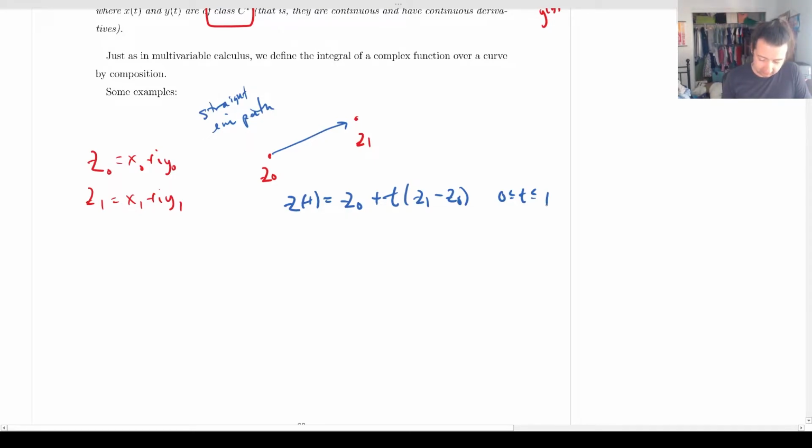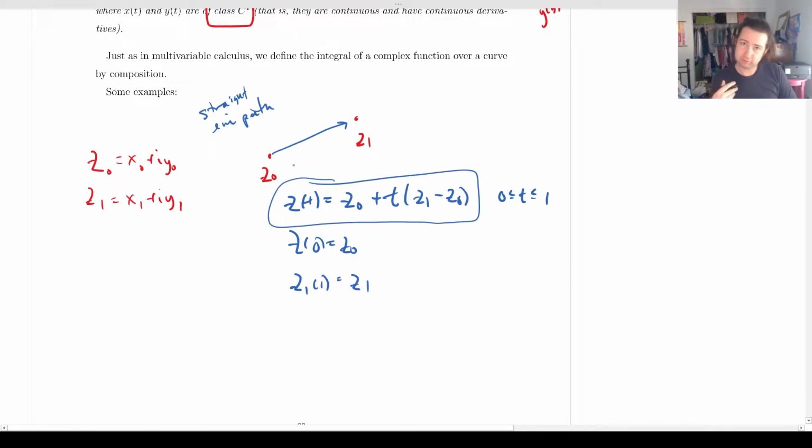And at time 0, it's easy to check. z of 0 is obviously z naught, and z of 1. Well, what happens at z of 1? We put the 1 in for t. We've got z naught plus z1 minus z naught, which is z1. So this is your standard straight line parameterization. I'm sure you've seen this before, at least in multivariable calculus, probably at the end of the first year calculus sequence, and then again at least once in your second year calculus. But it's a nice way to be able to quickly throw together a line segment that connects two points.